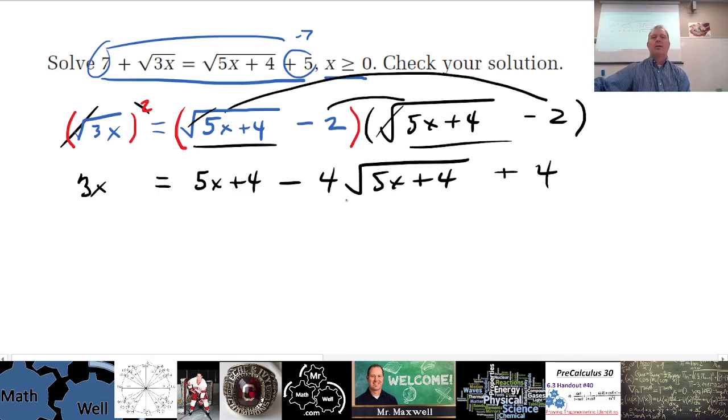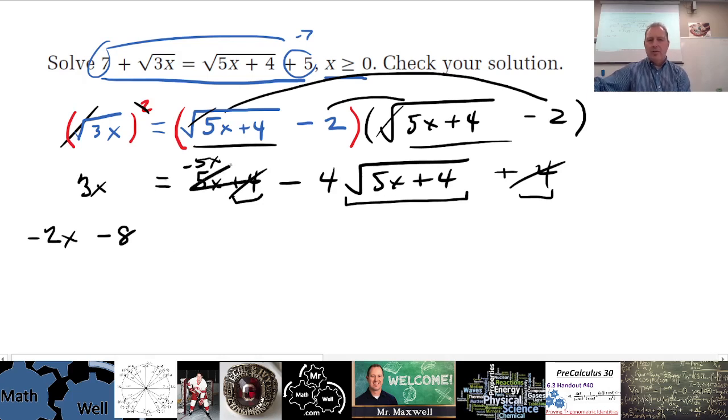Let's now get this isolated all by itself. So I'm going to subtract 5x from both sides, which is going to make this a negative 2x, I guess. I have a plus 4, another plus 4, so that's positive 8, so I'm going to do minus 8 over here. Okay, so those 4s are taken care of. They're combined and subtracted. And then what I have left is this negative 4 root.